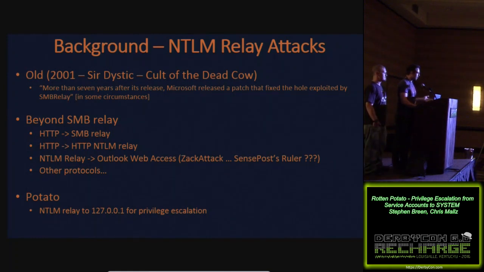You can also do HTTP on one computer to HTTP on another one. So that actually opens up the possibility for things like relaying to Outlook Web Access, which Zach Attack did. SensePost released a cool new tool called Ruler recently. It doesn't do this now. It would be an awesome thing if someone implemented this, but in theory, I think you might be able to do that with Ruler. And then Potato, which is what we released, it does HTTP to SMB relay on 127.0.0.1.